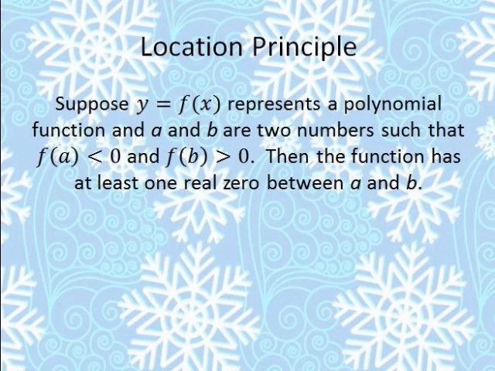So now we're going to take a look at what we call the location principle. So if we have some function, and it represents a polynomial that we've been looking at, what we can say is there are 2 numbers, a and b, such that when you take the values of those functions, one is less than 0 and one is above 0, then the function has at least one real 0 between a and b. So if your y values change sign from negative to positive or from positive to negative, what that means is, even though we didn't actually find it, there is a 0 between those values.